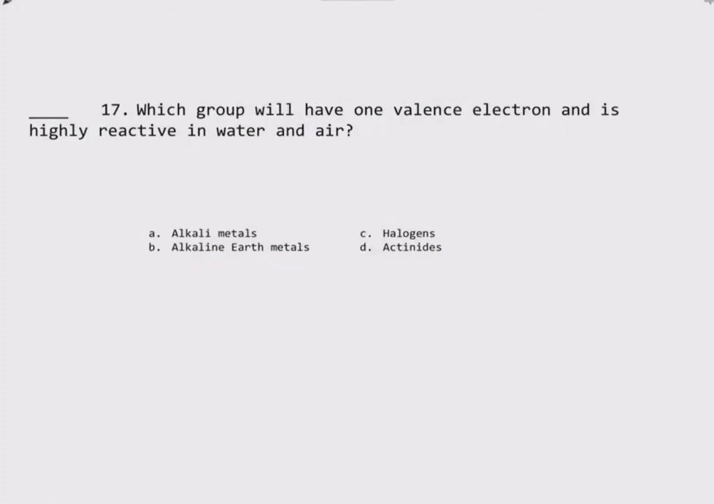Which group has one valence electron and is highly reactive in water and air? Well, either one of those descriptions would be an alkali metal. Those are the elements in the first column on the periodic table. Alkaline earth metals are in the second group. Halogens are in group 17, and the actinides are the elements down at the very bottom of the periodic table where uranium is.